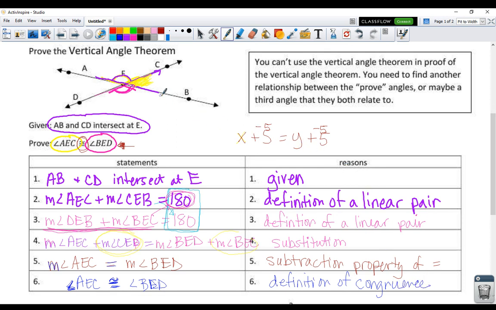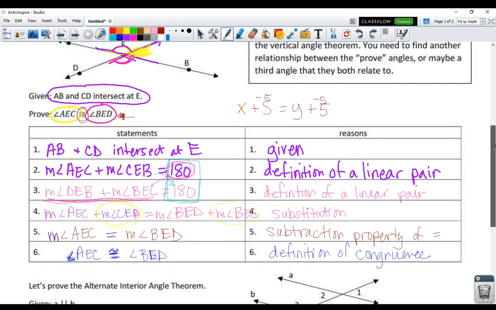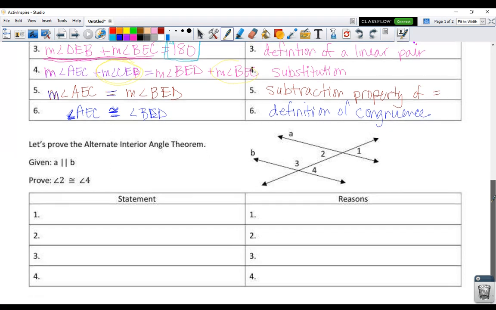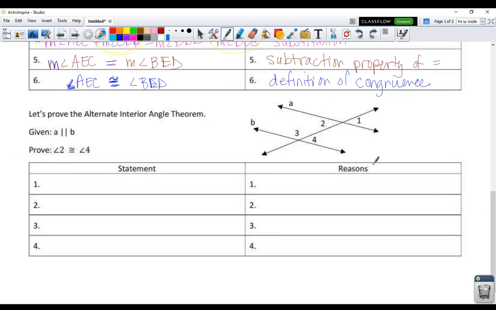And that is the proof of the vertical angle theorem. Vertical angles are congruent is what the vertical angle theorem says, and this is why, because of all these reasons. We can add up two angles to 180, and then there's a secondary pair, and you subtract them, and you have congruent angles. So let's try to apply this to one other theorem, known as the alternate interior angle theorem.